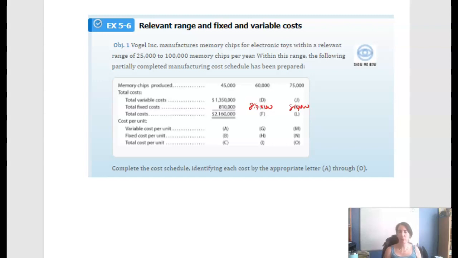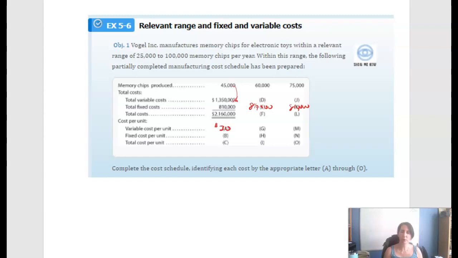However, we do know the variable costs are going to change, so we're going to look at that. Now, let's take a look back at this 45,000 for a second. If we're making 45,000 widgets or memory chips, we do actually know what we're making this from, and it's 1,350,000. What I'm going to do is take 1,350,000 divided by 45, and you're going to come out with the variable cost per unit, which is going to be $30. $30 of variable cost per unit.